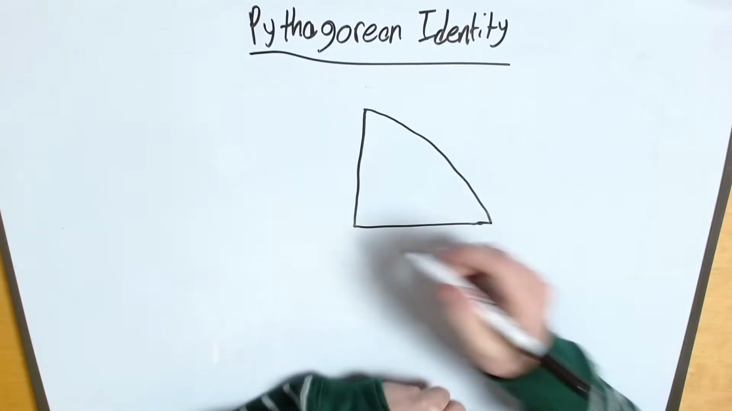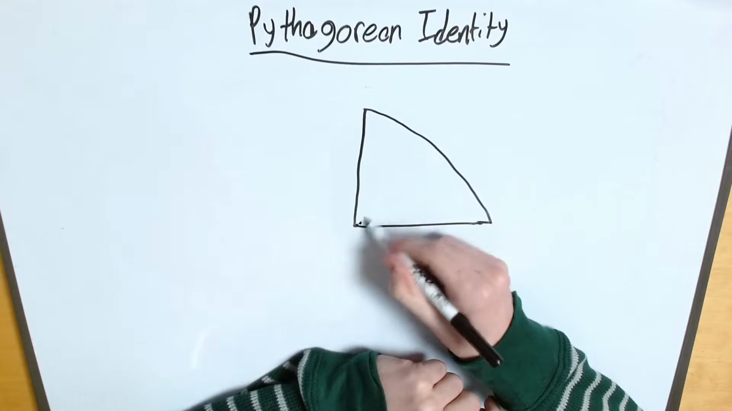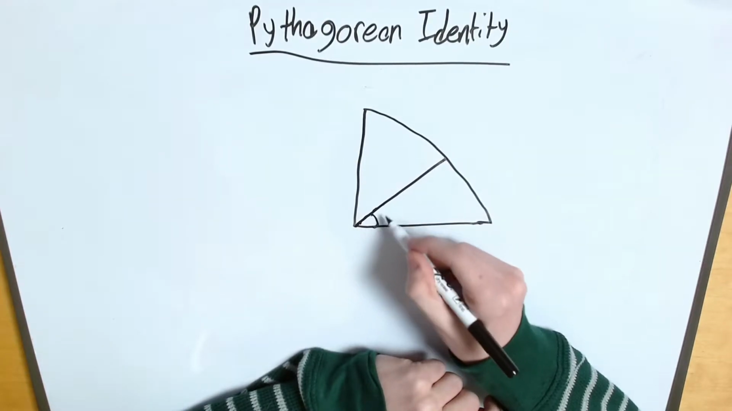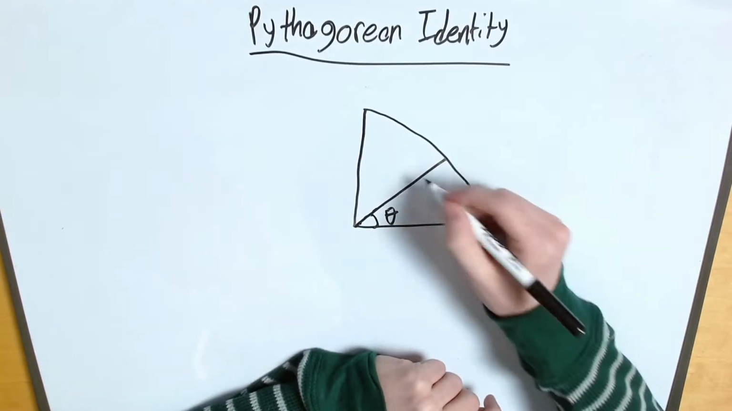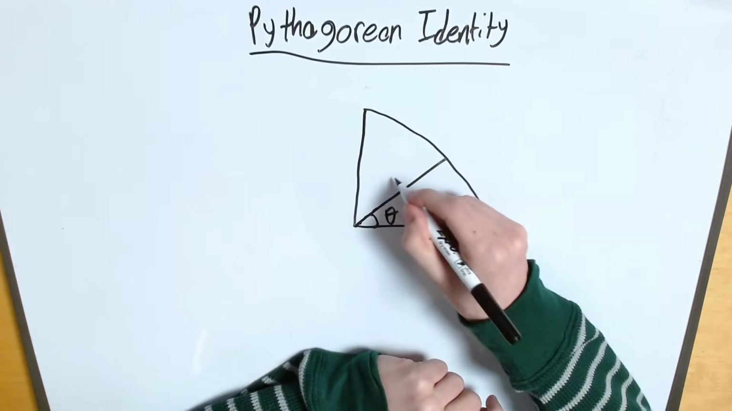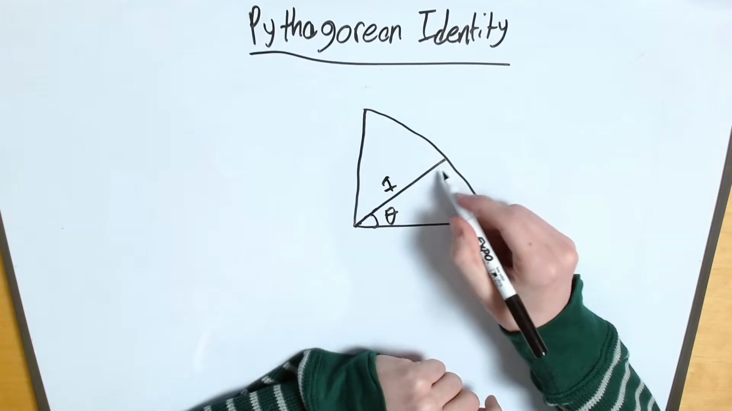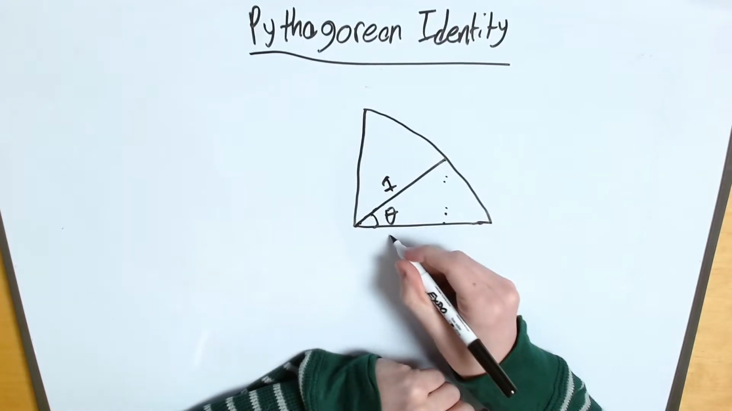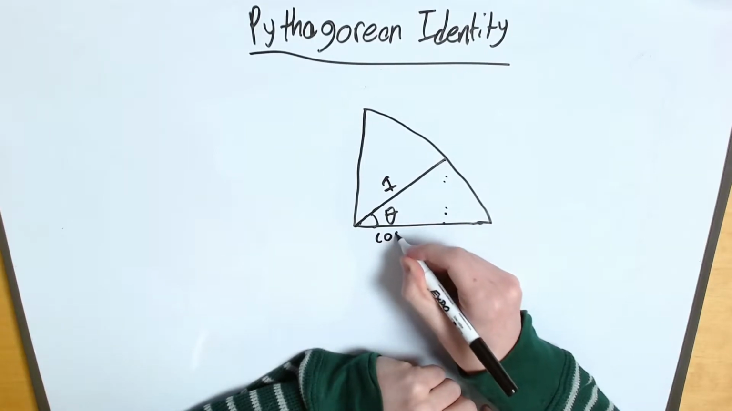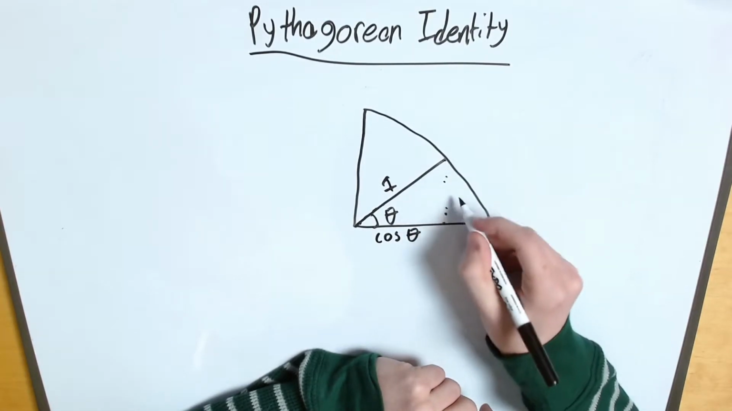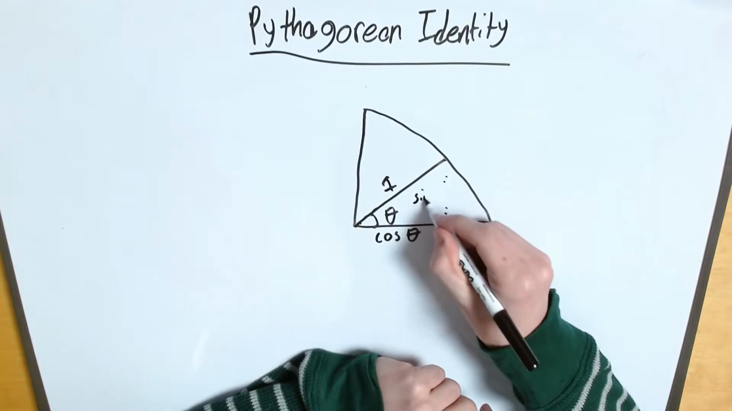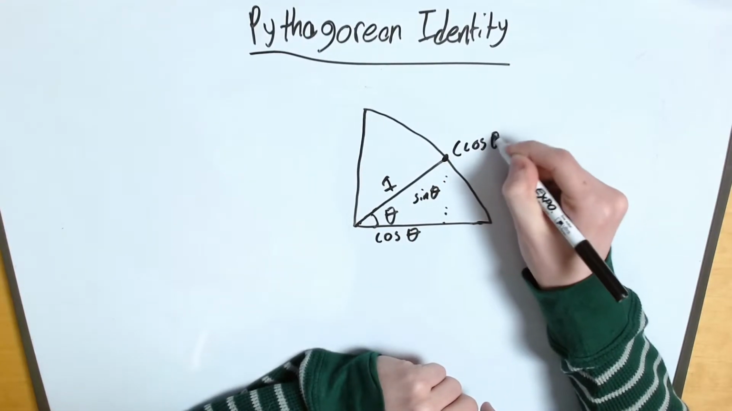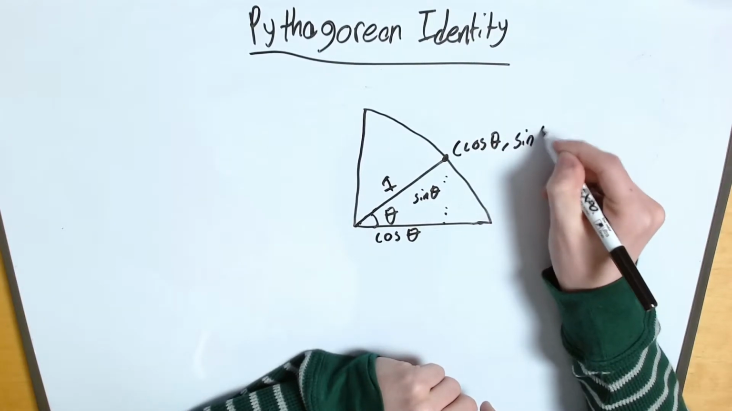So here we have a segment of the unit circle, and let's say we have an angle theta here. Since this is a unit circle and this is a radius, this is 1. And we know that this x distance here is the cosine of theta, and this y distance here is the sine of theta. And they meet here at cosine of theta, sine of theta.